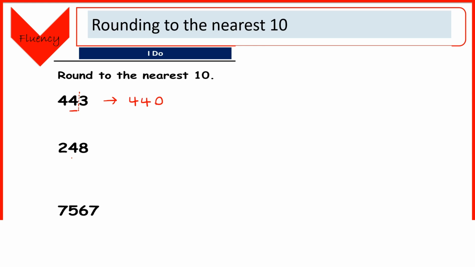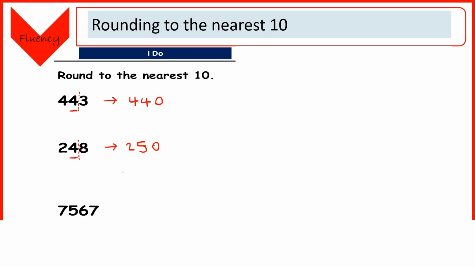All right, now for the next one, I identify where my 10 place is. I now draw a line. Since 8 is greater than 5, I round the 4 up, keep the 2, turn the 4 into a 5, and then I make every other number to the right side 0. So the answer should be 250.